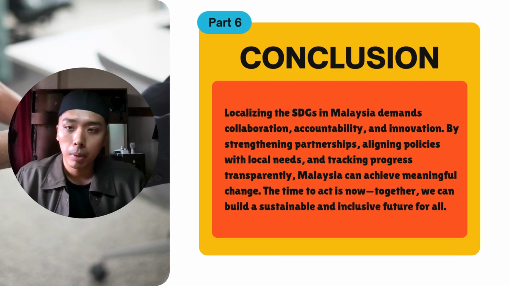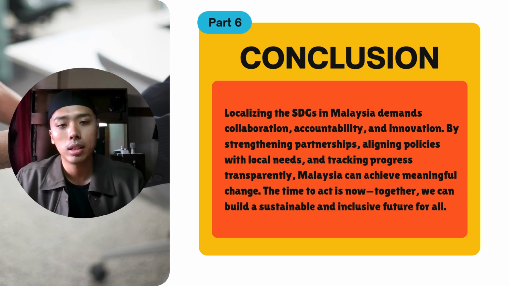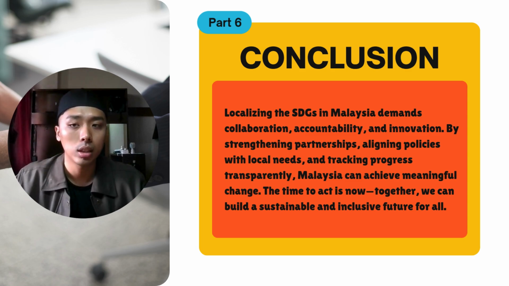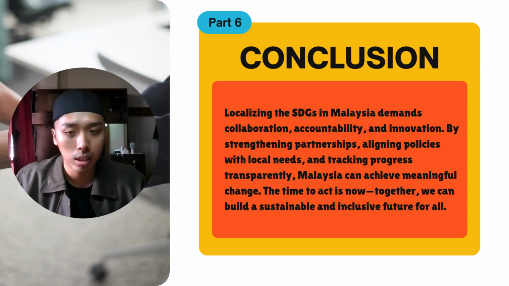To wrap up, Malaysia's SDG success depends on one key idea. It is teamwork. No single ministry, company, or community can do this alone. We need clear policies, local action, and real-time tracking to ensure progress. Johor's success shows what's possible when stakeholders unite. Now it's about scaling these efforts nationwide.